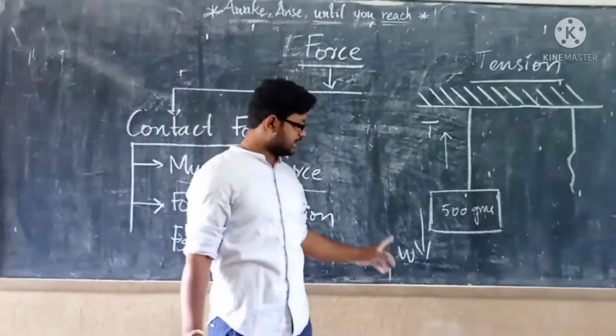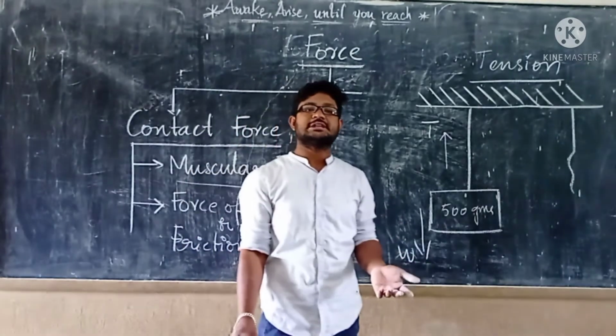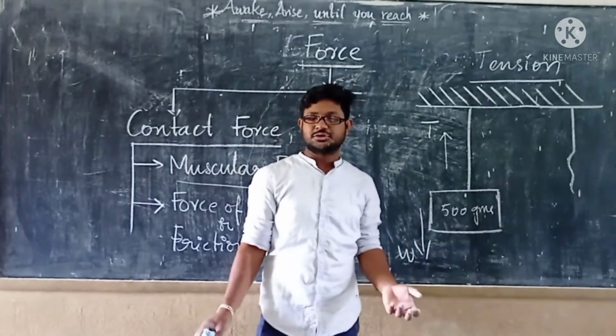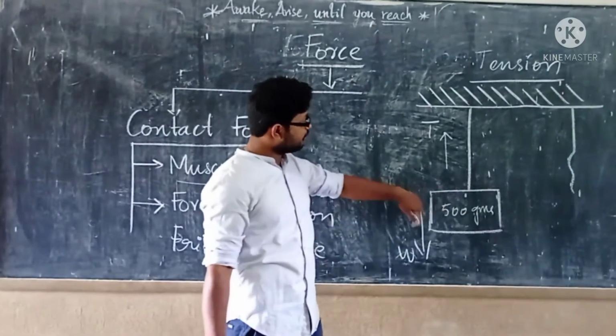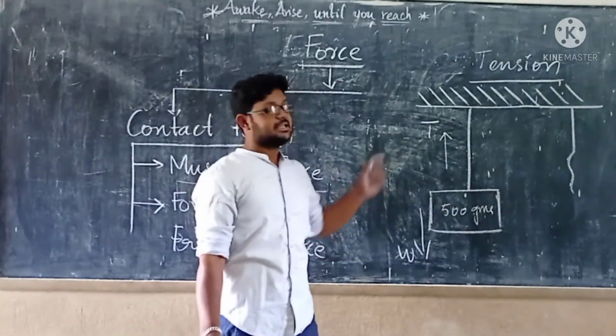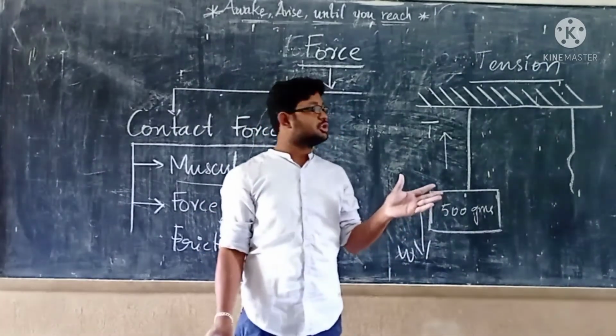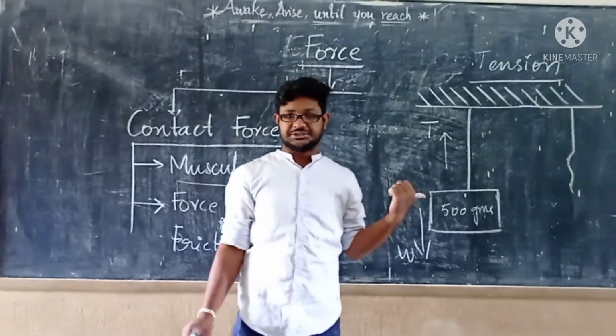Due to this weight of 500 grams, there will be a force which is acting downwards. And we can call it W, weight, or we can also say it is the gravitational force G. So the force which is acting against this one, that is what I said. Don't be confused between the normal force and the tension.